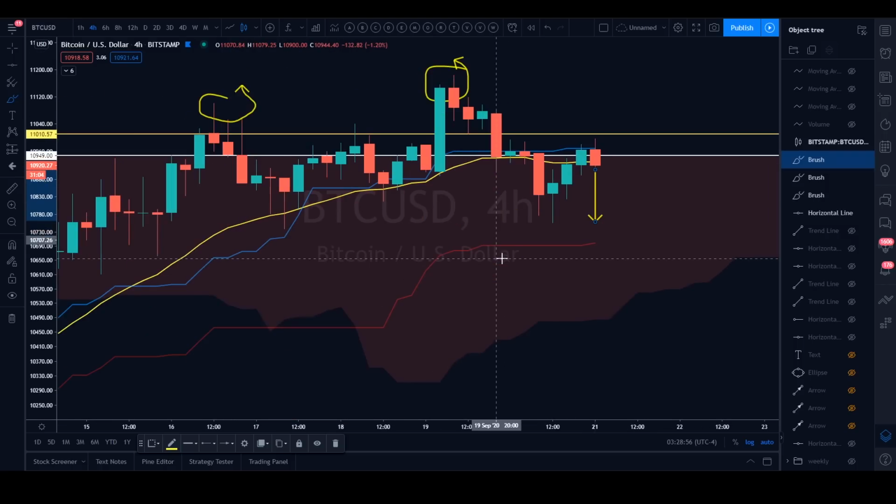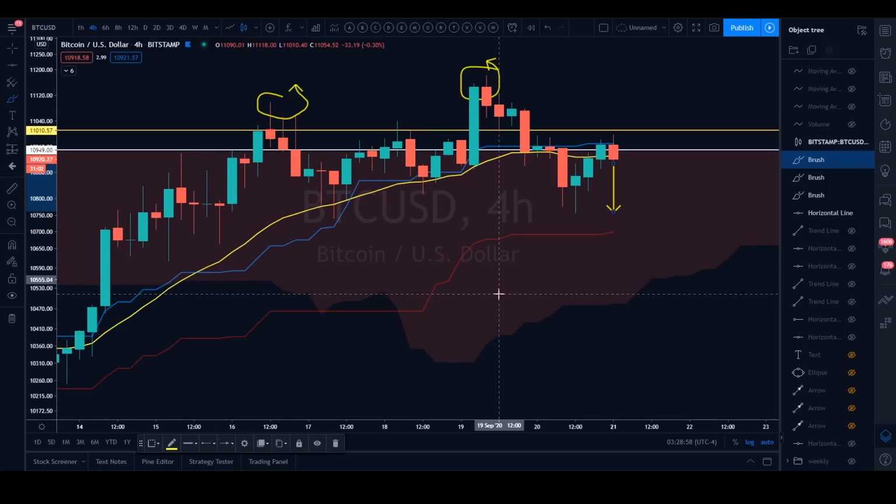If you just zoom out of the 4-hour time frame, I'm actually noticing a structure here. Now, this is for all my pattern traders out there. And once again, I always say this, please do not play patterns prematurely. Wait on the break.